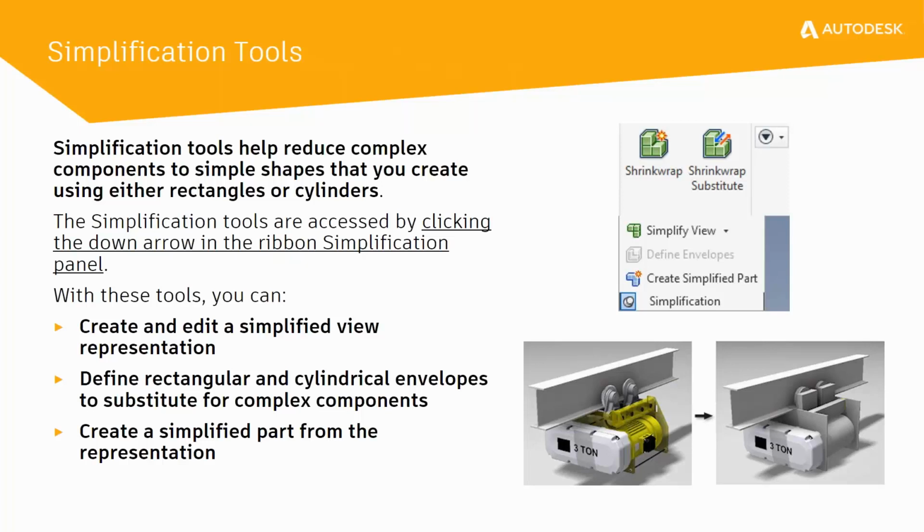Furthermore, you'll find that underneath the Shrinkwrap icon from the pull-down menu, there are some further simplification tools that can help reduce the complexity of components and simplify by replacing complex shapes with simplified shapes such as rectangles and cylinders. These can do things like create and edit a simplified view representation. You can define a rectangle or cylindrical shape or an envelope that represents a much more complex shape. And you can also create a simplified part from the representation.